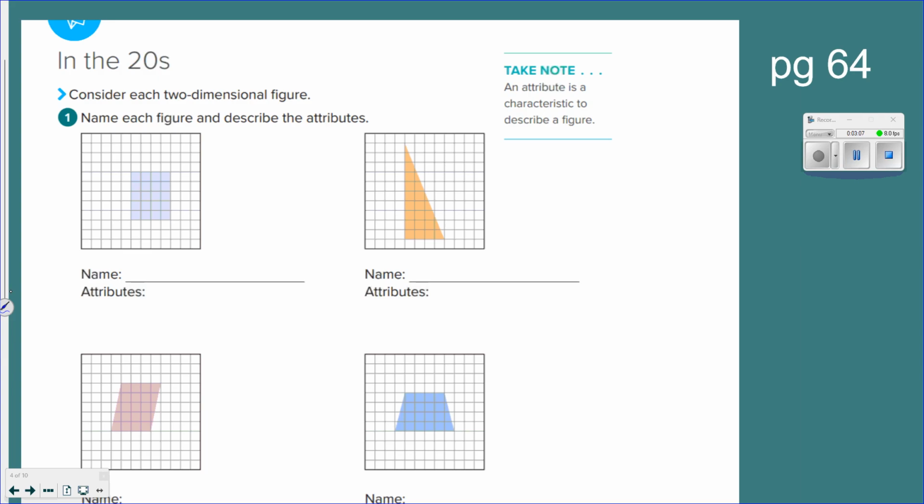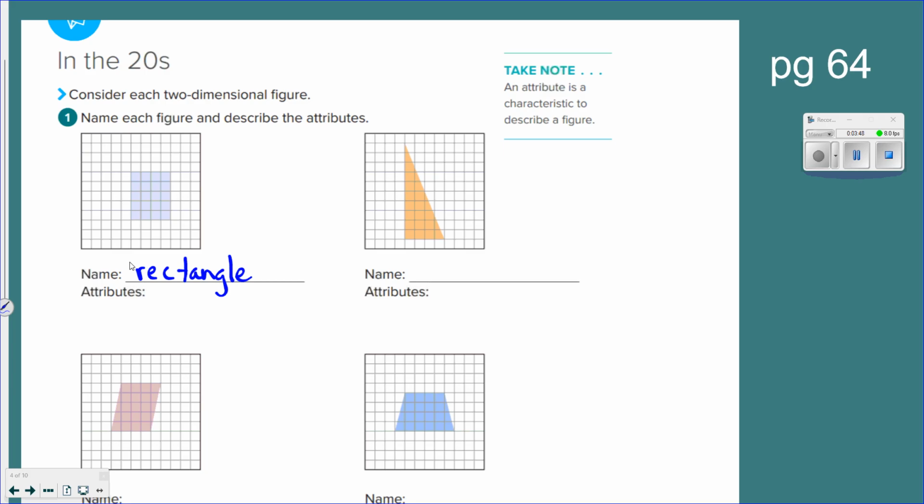So if I start on this first one, the one that's in kind of light blue, what would we call that shape? A rectangle. Why wouldn't I call it a square? Because the sides aren't even. So what are the attributes? In other words, what about that shape makes it a rectangle? Yeah. That gives me the measurement. But what about that shape makes it a rectangle? Okay, so the sides, I'm going to use that last. So you're right, the sides aren't equal.